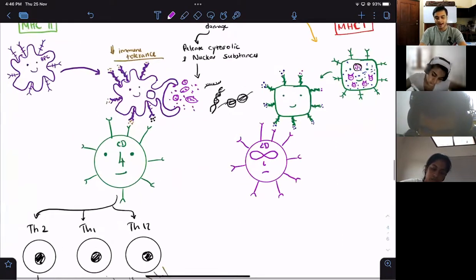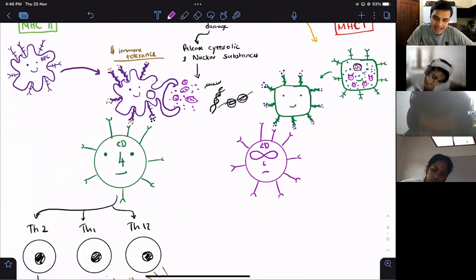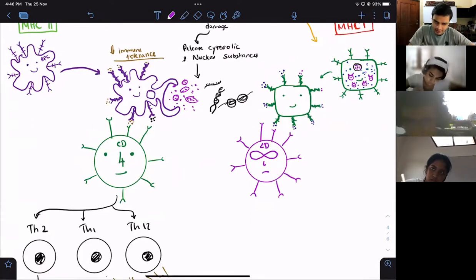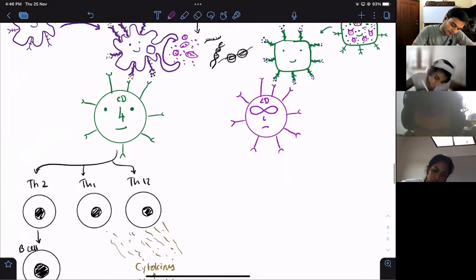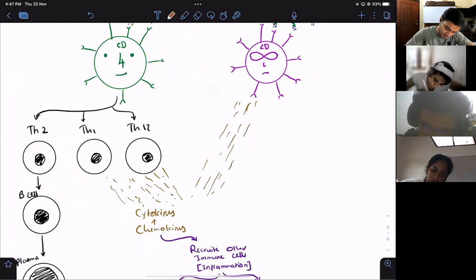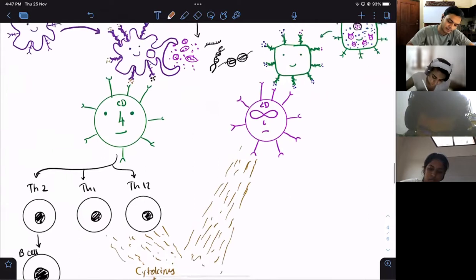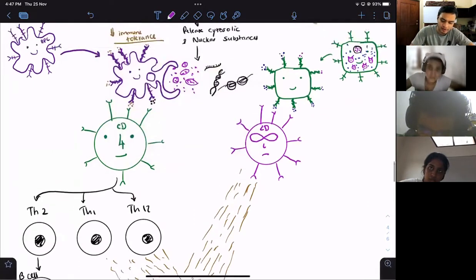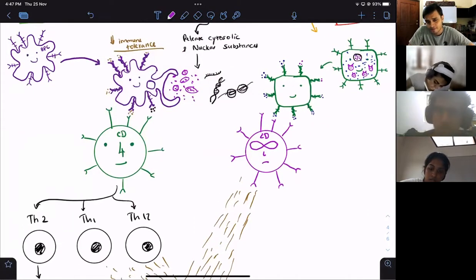And what happens when CD8 plus gets activated? True, they will also produce some cytokines here. You all can draw this in the same color. These cytokines and some chemokines they will also produce. But what is the important thing? How do CD8 T cells do their function, guys? What does it produce? What is the special substance? Cytotoxic substances.